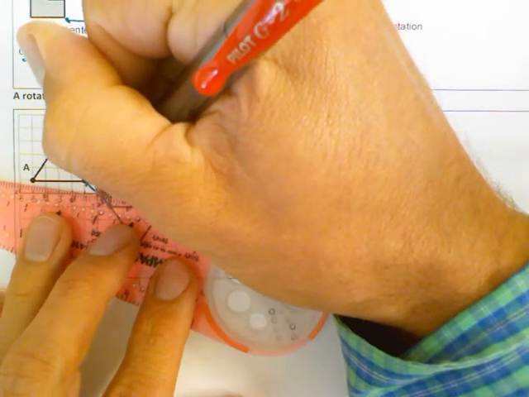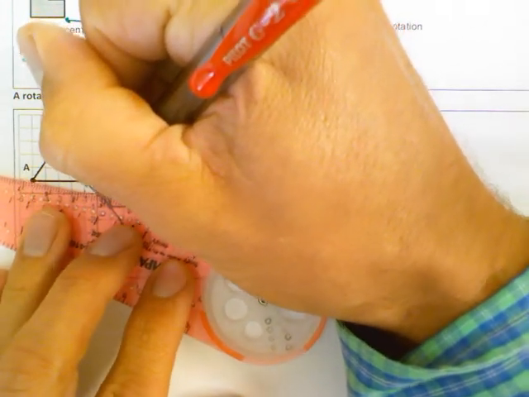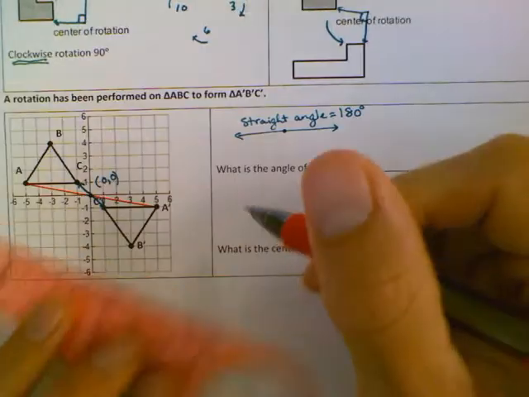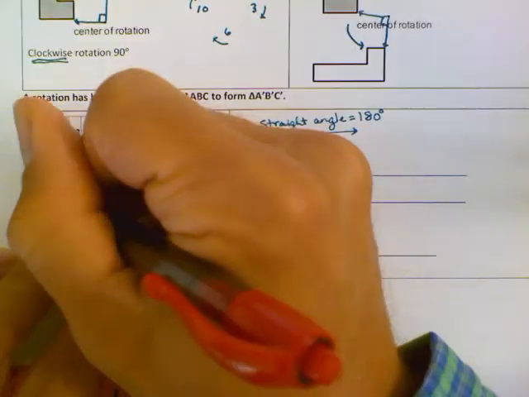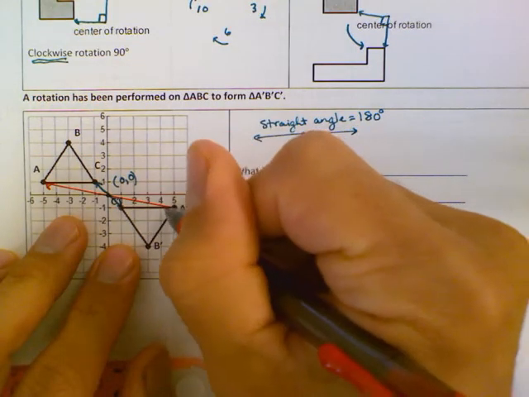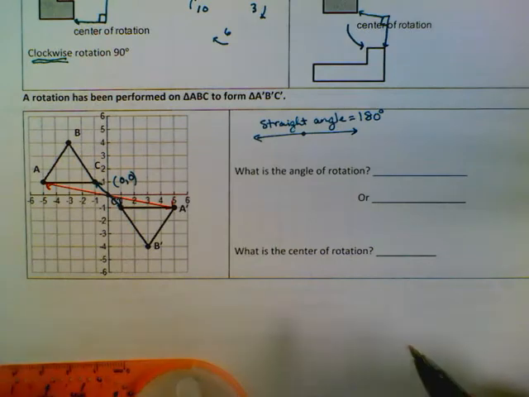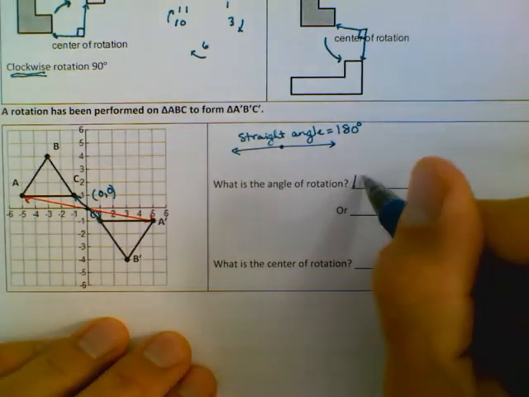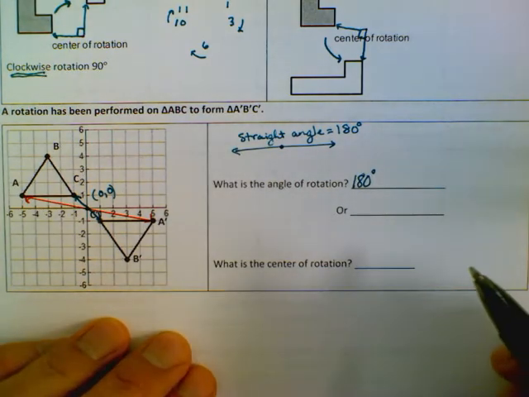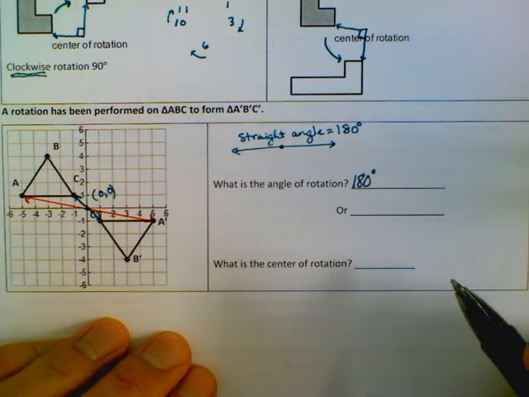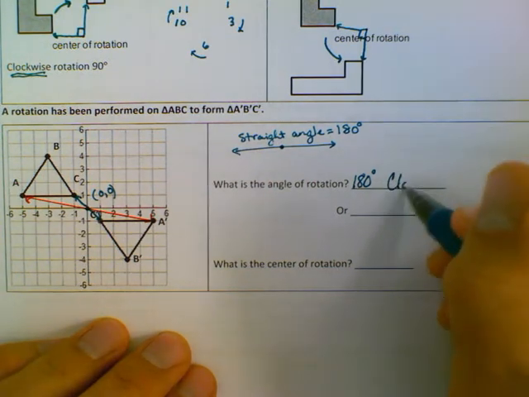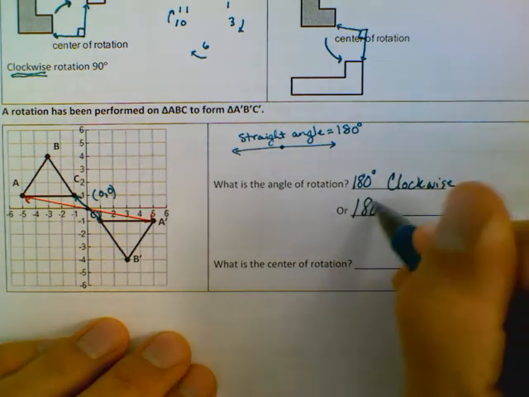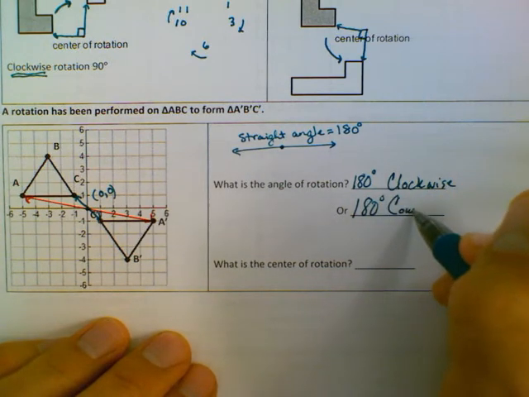Actually, if you don't believe me, let's go on and do another one. Let's go from the origin out to A, and then from the origin back to A prime. You see that red line? Those are still opposite vectors, okay? So that's going to give you 180 degrees. So what is the angle of rotation? You can say 180 degrees. Now which direction? Well, either way. So 180 degrees clockwise or 180 degrees counterclockwise.